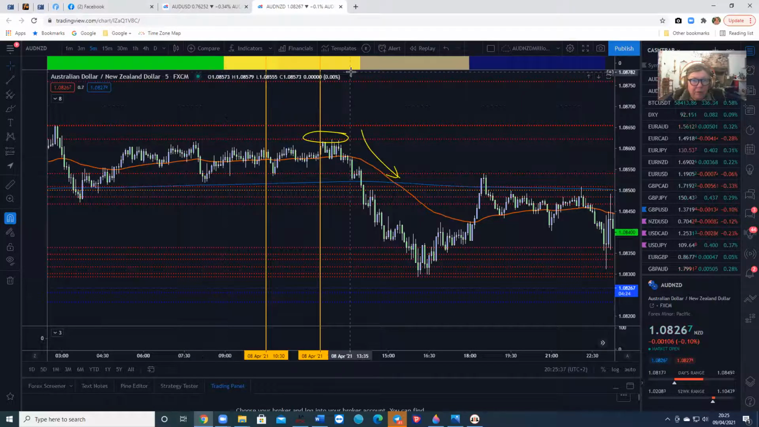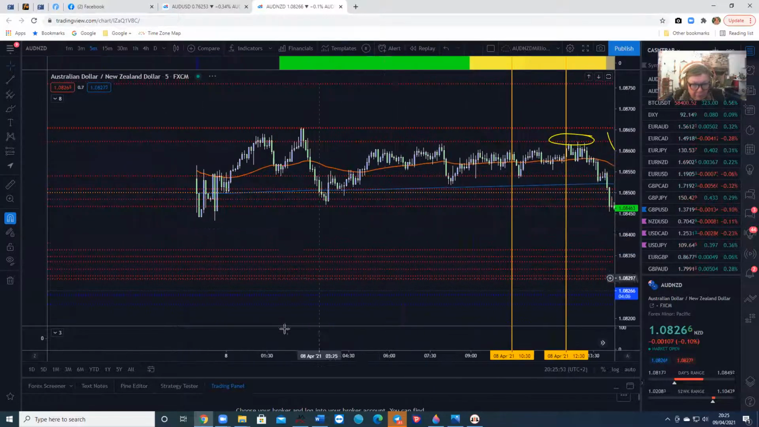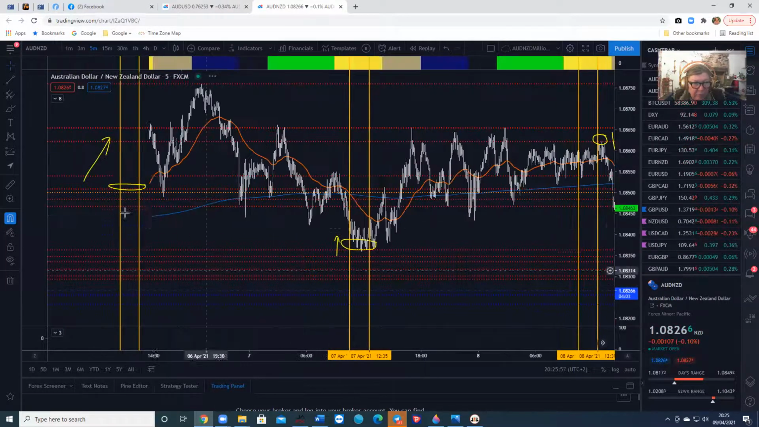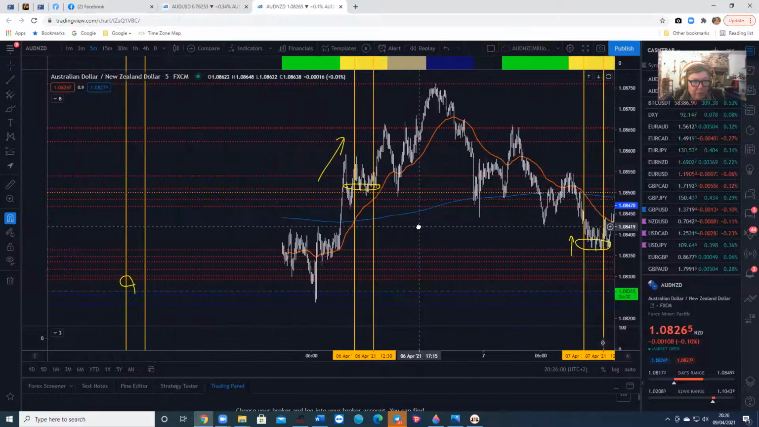So yellow denotes London. I've drawn these vertical lines. I'm in Paris time, so that would be 9:30 London to 11:30 London. I've drawn the same across each session. This starts further back than that. I did it since about the 4th of April.